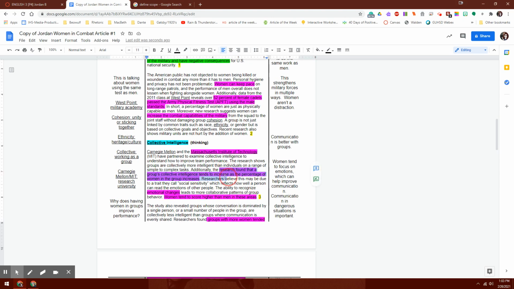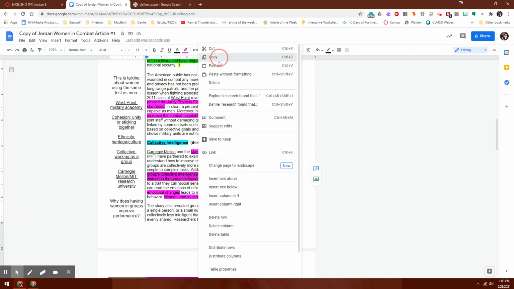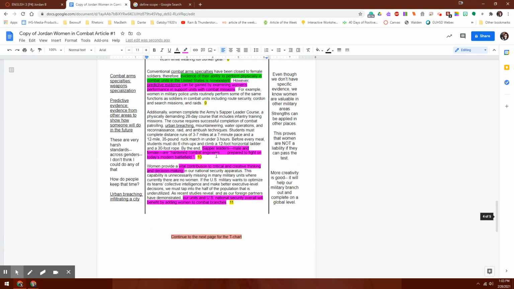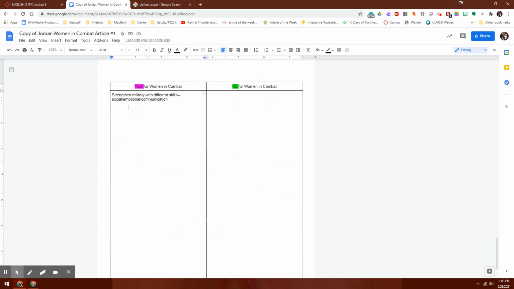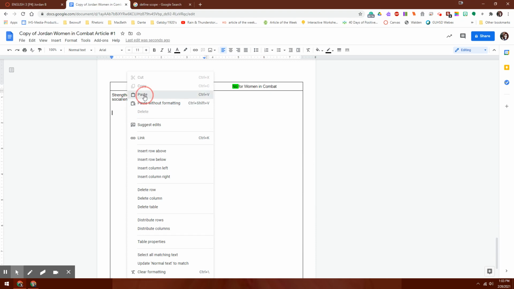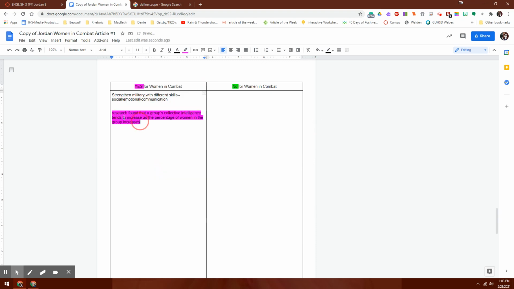So here's one right here. Okay, we talked about the percentage of the group's collective intelligence. So I'm going to just copy and paste the part that I highlighted. I'm going to scroll back down here to my T-chart, and I'm going to paste it, and put it in quote marks. And I can leave it highlighted if I want, that way I know that it's evidence.